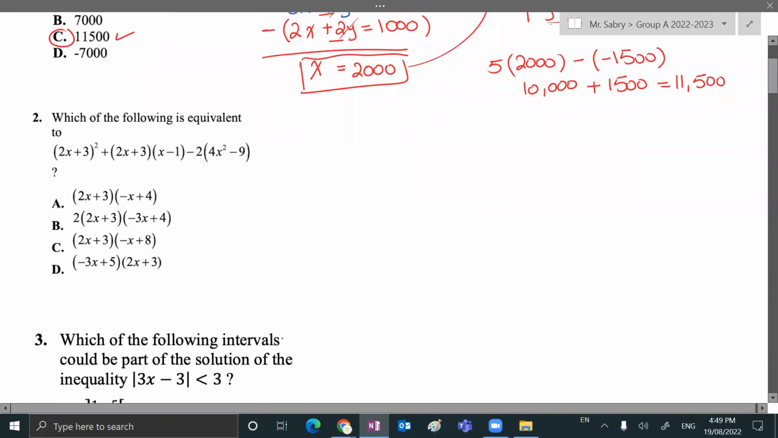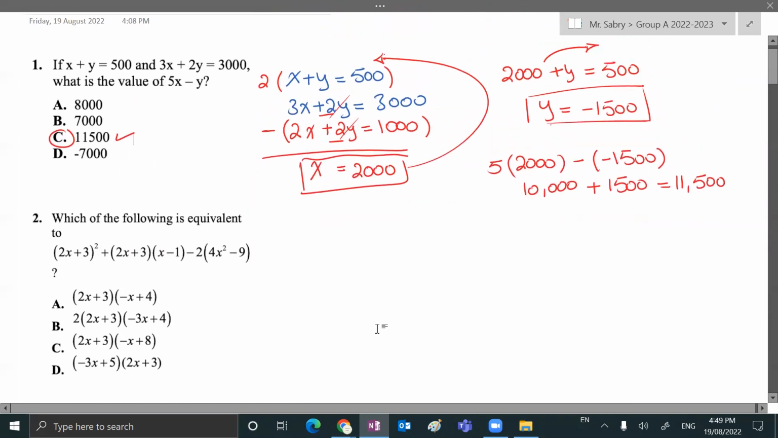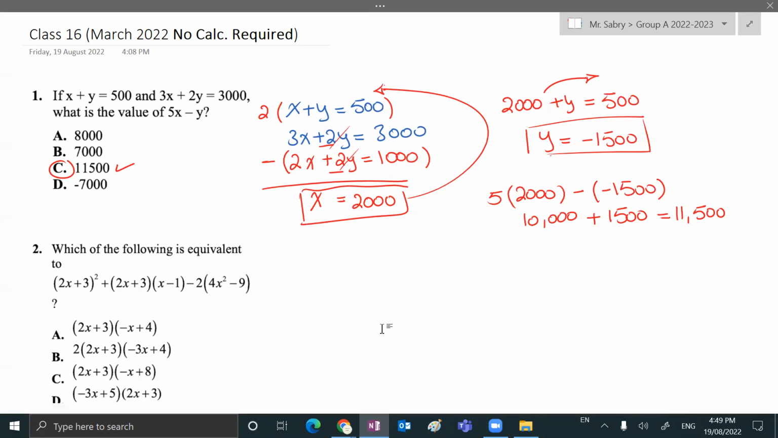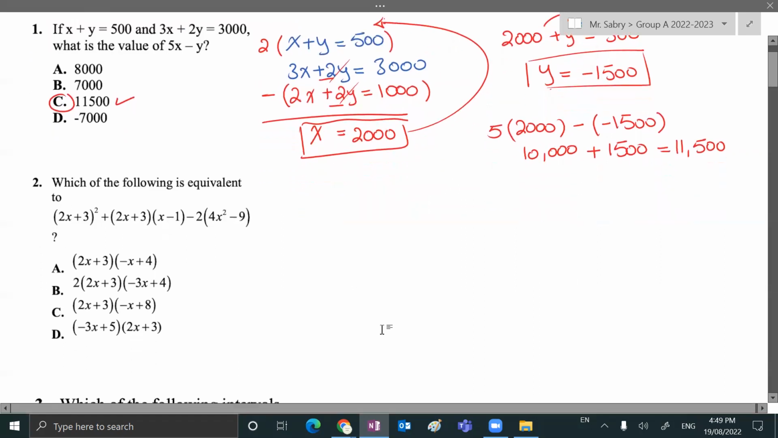Which of the following? Oh, of course, no worries. But don't forget that I always upload the notes by the end of each class. So don't worry, anyone. Most welcome.